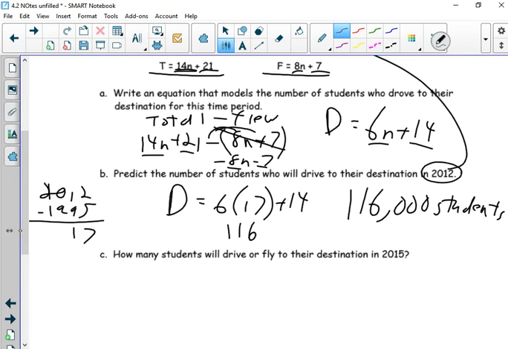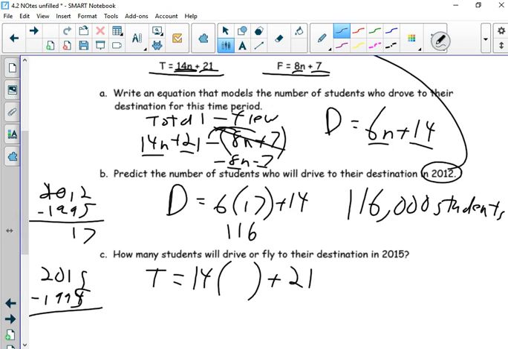How many will drive or fly? That's going to be used in the total equation. Total equals 14 times some number plus 21. Well, this time it's going to be 2015 minus 1995, which is 20 years. We're going to plop a 20 in there. We do 14 times 20 plus 21, that's 280 plus 21, that's 301. Again, not the answer. The answer is going to be 301,000 students.